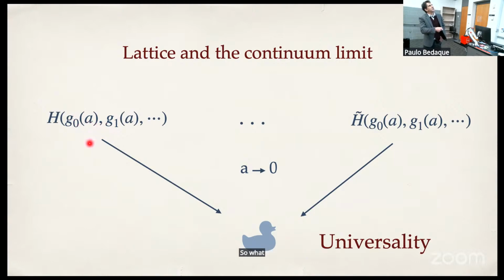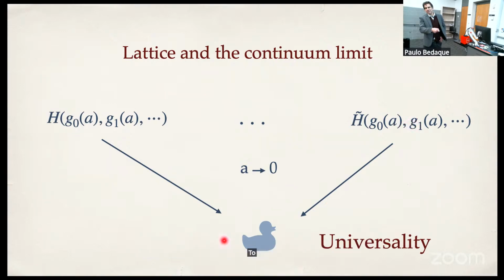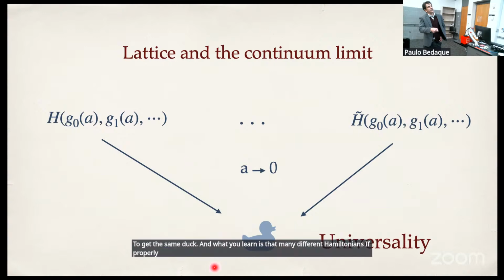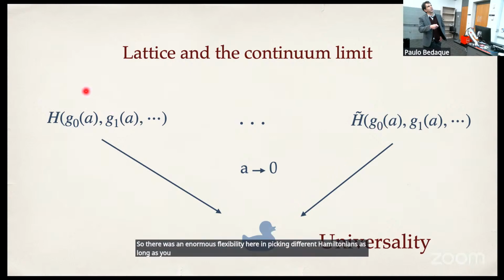So what was I saying? Yeah, I start from this Hamiltonian, which has some couplings, and I have to tune those couplings very specially to get a duck. A different Hamiltonian that my friend picks has to also be tuned in its own special way to get the same duck. And what you learn is that many different Hamiltonians, if properly tuned, produce the same continuous duck. So there is an enormous flexibility in picking different Hamiltonians, as long as you do the tuning properly.